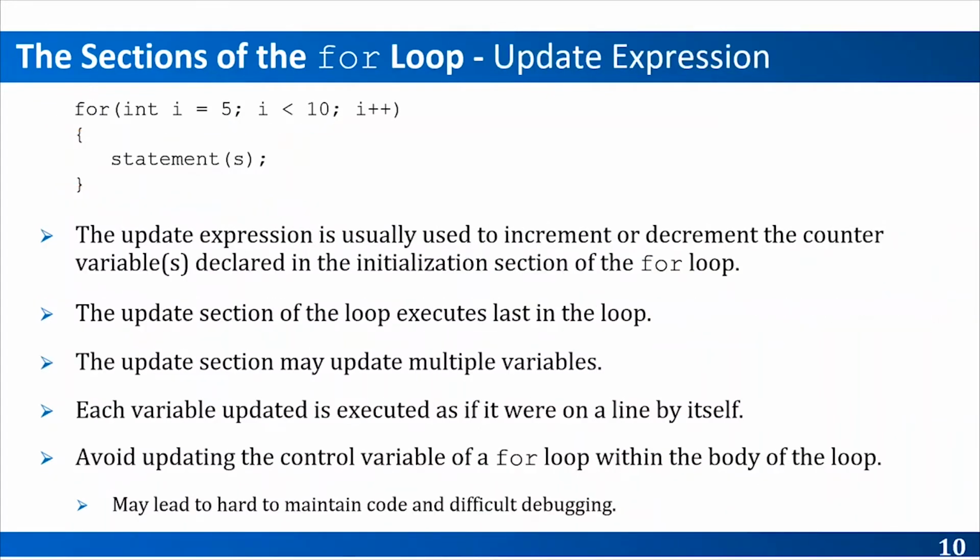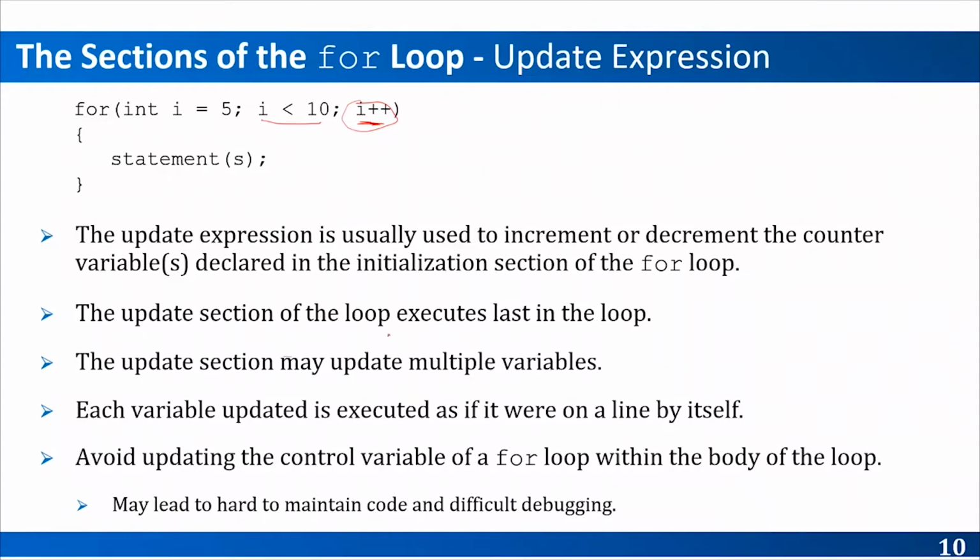All right, the second part that we want to cover is the update expression here. All right, the condition, we have covered conditions before. We have seen it multiple times. So the update section is the interesting part, the new part. The update expression is usually used to increment or decrement. So basically you want to do something with the counter here that eventually gets I to be 10, which is not less than 10, and this way you exit the for loop, similar to the condition in the while loop.